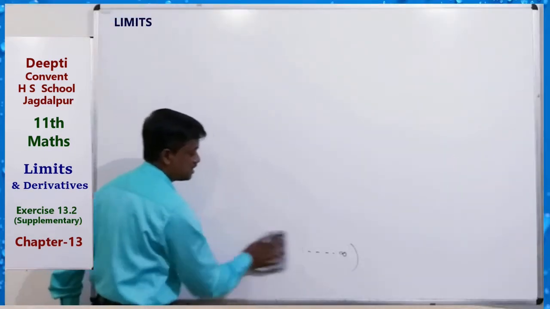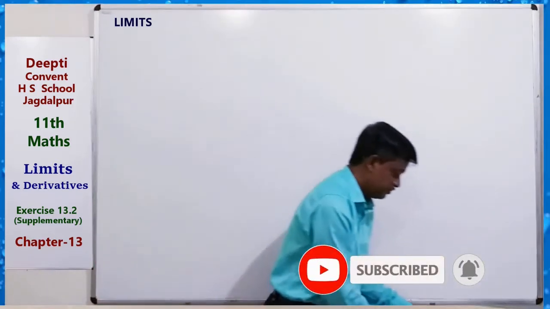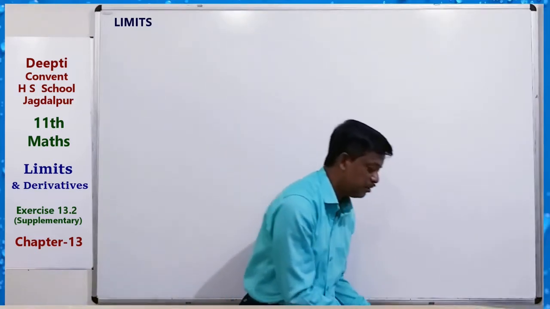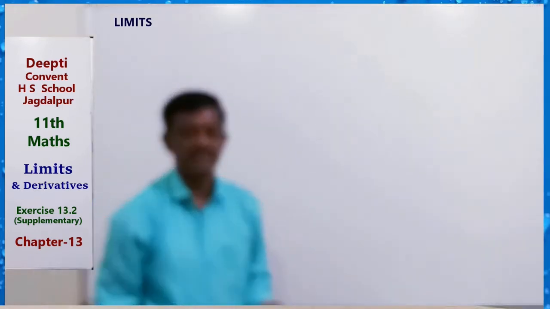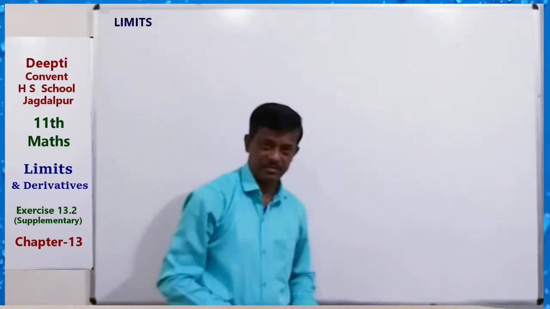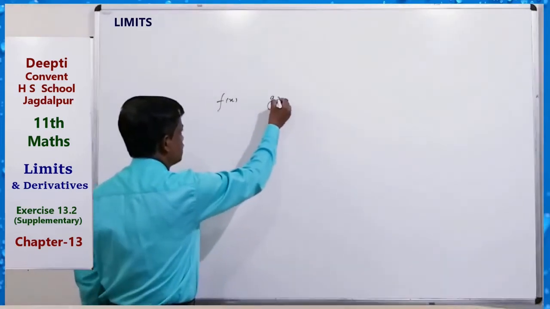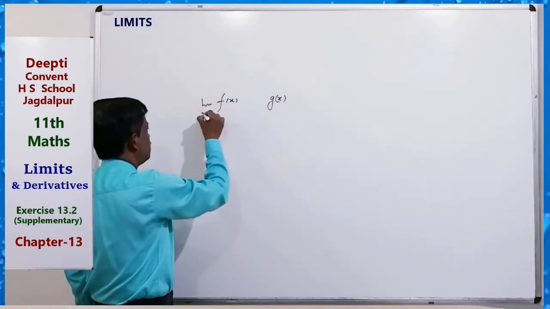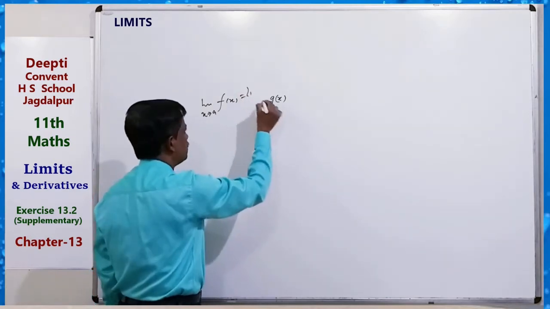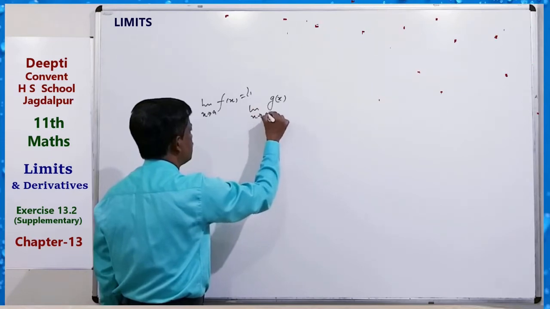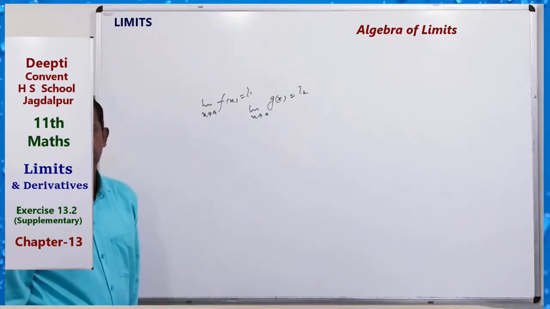Algebra means addition, subtraction, multiplication, division, etc. Here also, if we have two functions, how can we find the limit of their addition, subtraction, multiplication, and division? This is called the algebra of limits. Suppose we have functions f(x) and g(x). The limit of f(x) as x tends to a equals L1, and the limit of g(x) as x tends to a equals L2. Both functions have a common domain.